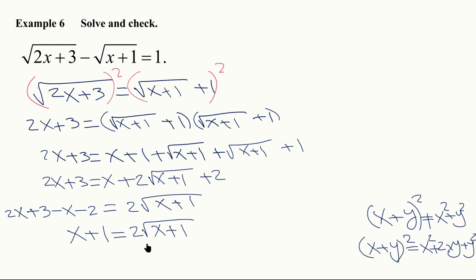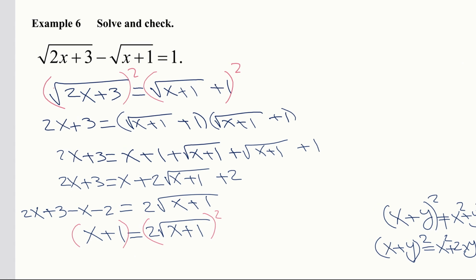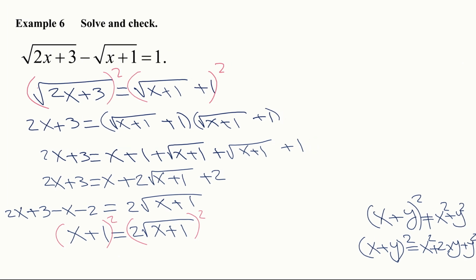All right, so again, we're ready to go ahead and square both sides. We've simplified, so we'll go ahead and do that. So on the left side, I have x plus 1 times x plus 1. On the right side, the 2 squared is going to give me 4, and the quantity square root of x plus 1 squared is just going to give me x plus 1.